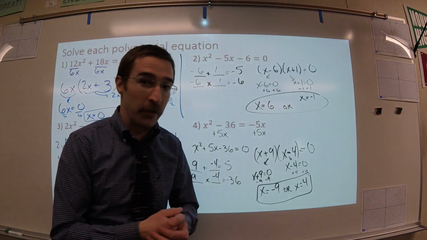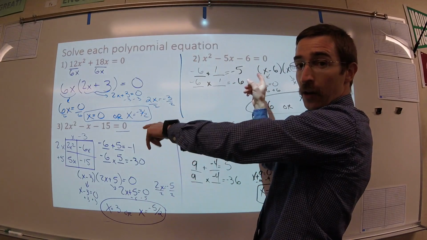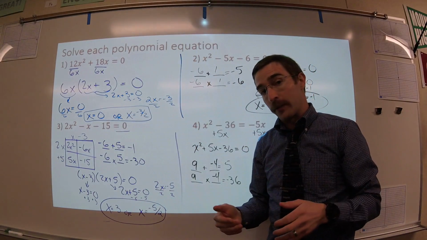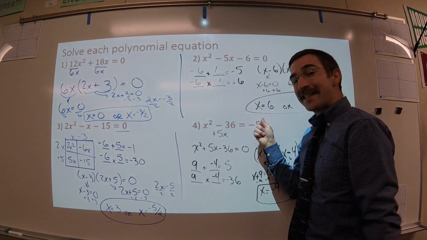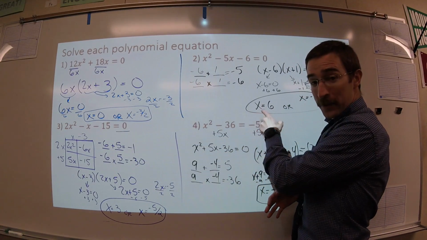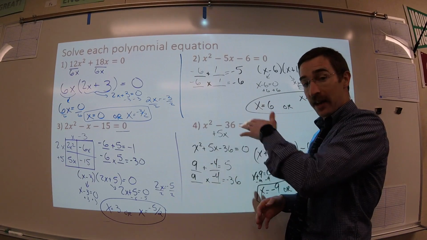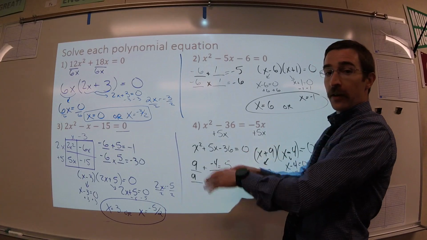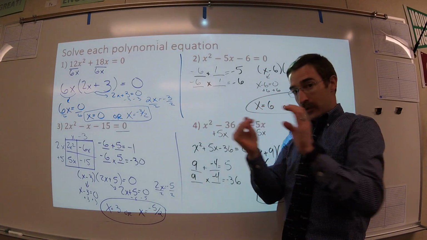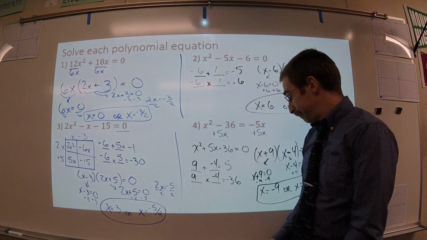So when you are solving a polynomial equation and it's equal to 0, just factor it and then use the zero product property. If it's equal to something that's not 0, make it equal 0 by doing the opposite of whatever it's equal to. So it was a -5x, so we add 5x. Do the opposite, make it equal 0, factor it. So it's a bunch of things multiplied equal to 0. Set each of those things equal to 0.